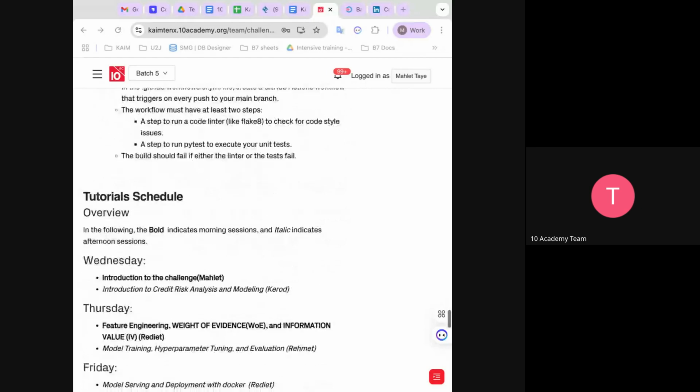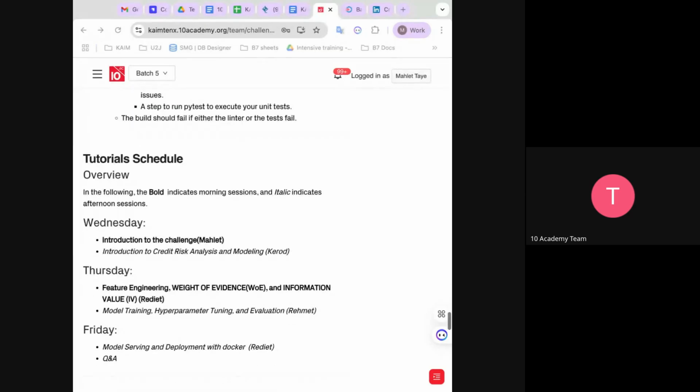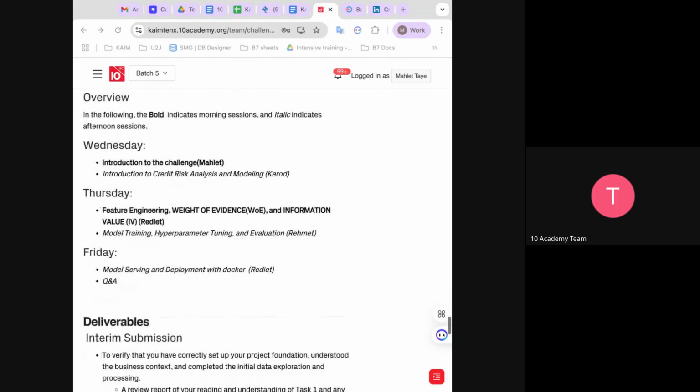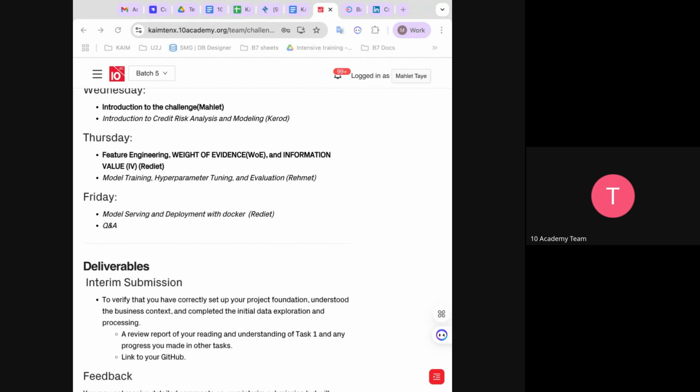And from the tutorial side, we will have what's the credit risk analysis, the credit risk modeling, what will be the feature engineering steps, this weight of evidence or information value, and model training and hyperparameter tuning is there, and we have how we can serve models and deploy with Docker. These are the core parts for this week's challenge, and as usual, we will have interim and final submission.